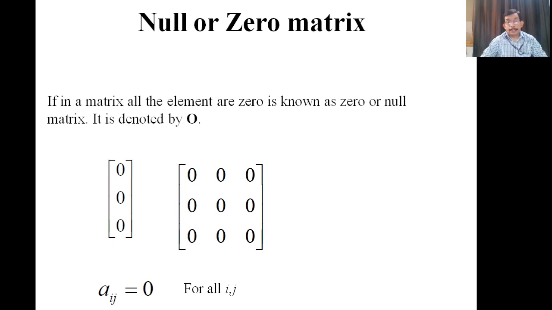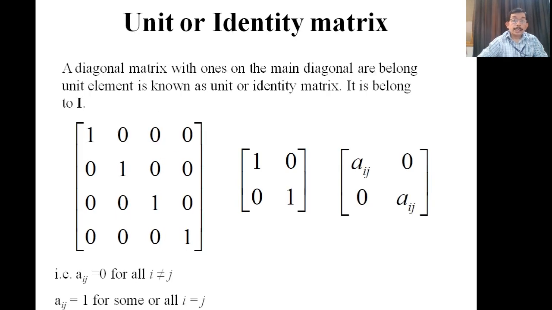Now the null matrix, and the name itself says null. A matrix in which each element is 0 is known as a null matrix or zero matrix. The first example is a column matrix in which each element is 0, known as a null matrix. The second is an example of a 3 by 3 order matrix in which each element is also 0. This type of matrix is known as a null matrix, and it is denoted by O. And the identity matrix is denoted by I. Remember it.